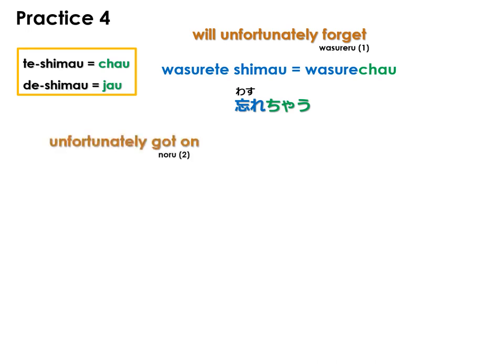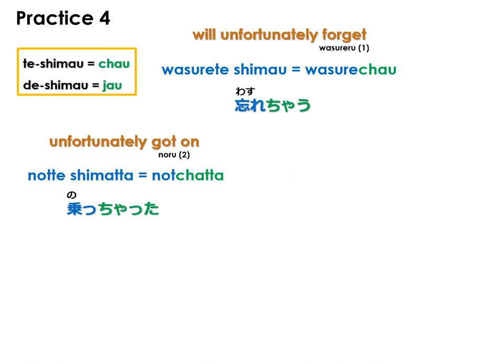Next example, unfortunately got on. We have the past tense here. Answer, notte-shimatta becomes nocchatta. You say this when you get on the wrong bus or train.